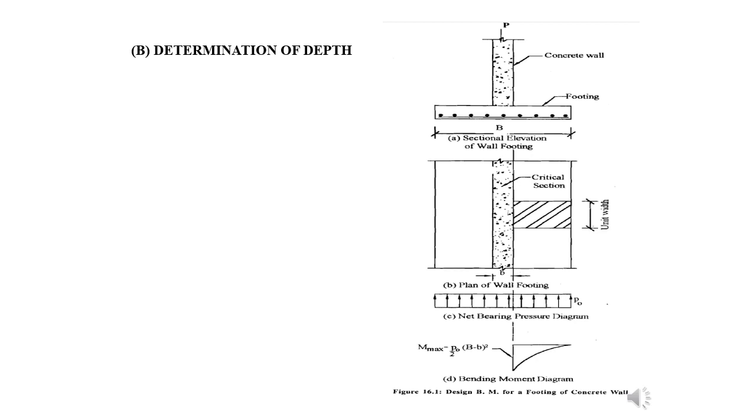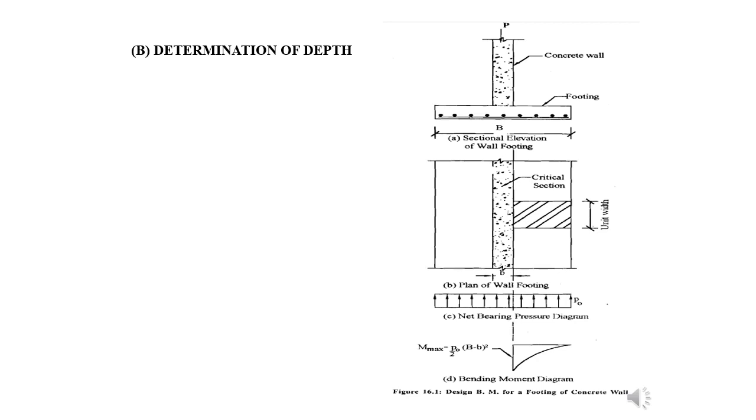Next figure, you can see figure C, the net bearing pressure diagram. How the net ultimate bearing pressure is acting in the upward direction, because the load is working in the downward direction. A structure load is working in the downward direction. So what will happen? The net bearing pressure generated due to the soil will work in the upward direction.